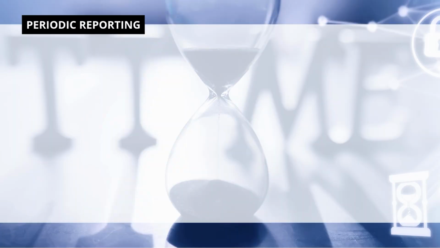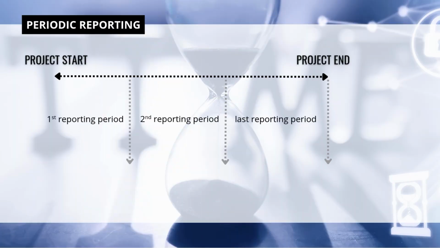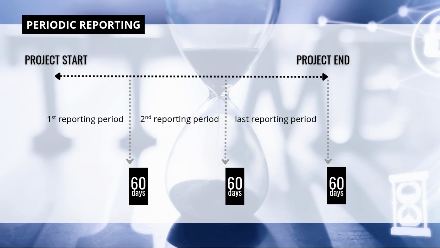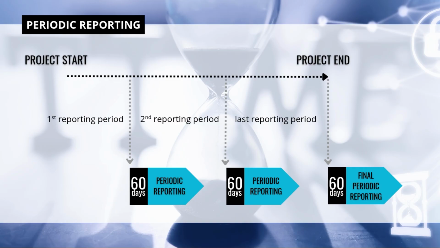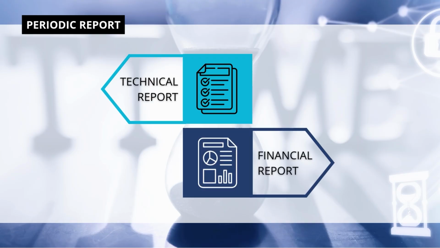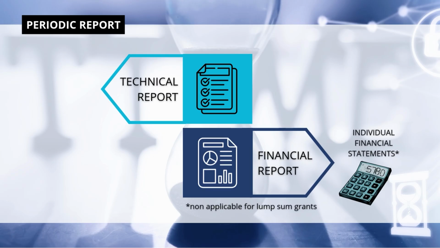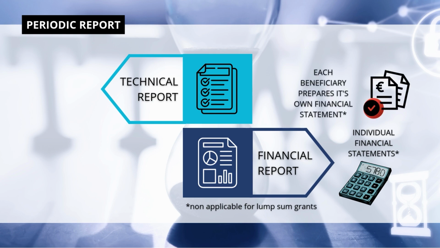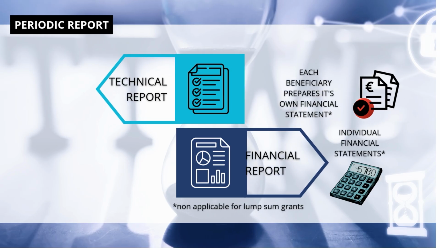Each project is divided into one or more reporting periods. Within 60 days after the end of each period, the project coordinator must submit a periodic report to the granting authority, which includes a technical report, compiled by the coordinator with input from consortium members, and a financial report that includes individual financial statements with brief explanations for selected cost categories from all consortium members. Each beneficiary is responsible for preparing their statement, including those of any affiliated entities.